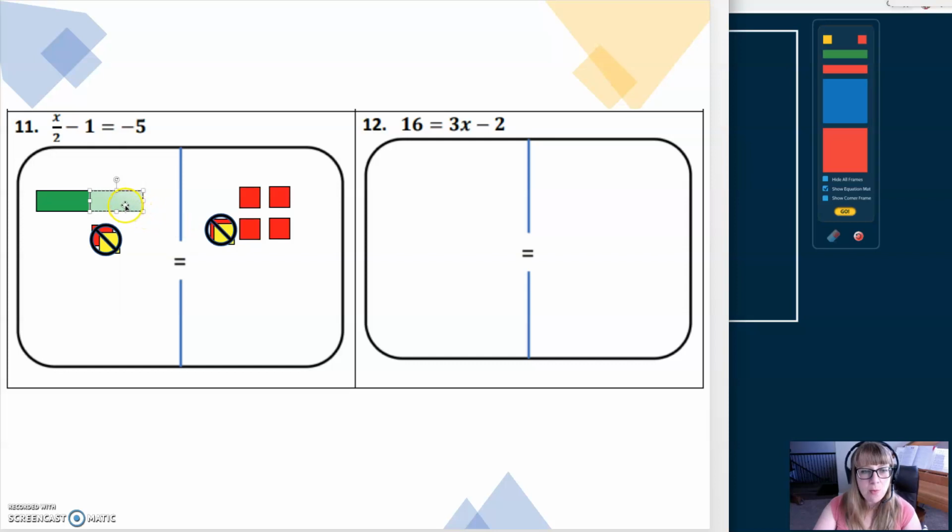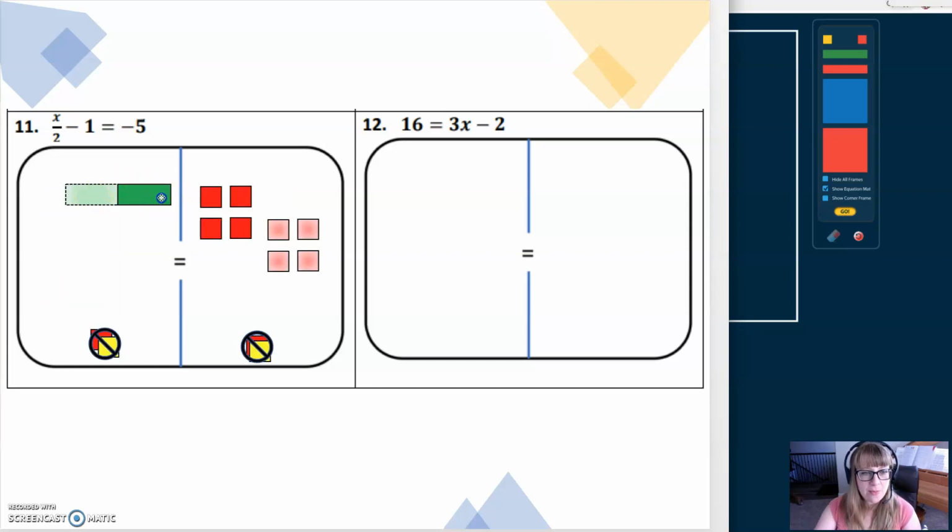But what would happen if I had another half? If I had another half, that would equal a full. So I've got my half of an x that's equal to 4. My other half of an x would be 4 more, so when I put those together, I have 1 full x. So 1 full x is equal to negative 8 tiles.